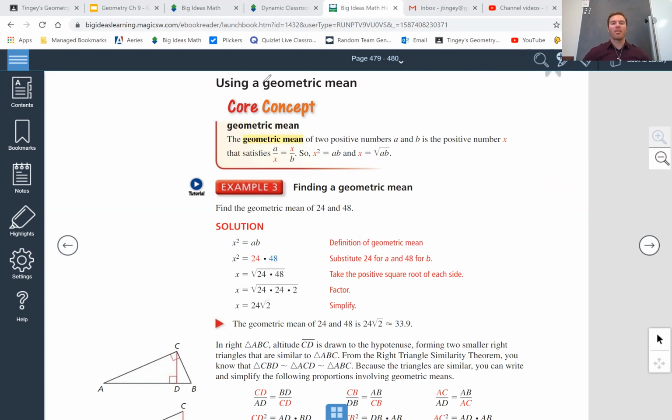Now, example 3 is just a great way to show you how this works. They've given you two numbers, a and b, okay? So when you do the homework and they give you these two numbers, they're going to be a and b. Unless they specifically say the geometric mean is this, then that's going to be your x, and then you're just going to go in reverse.